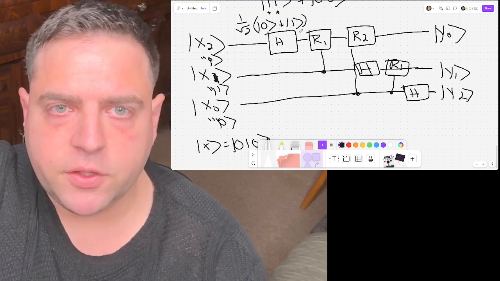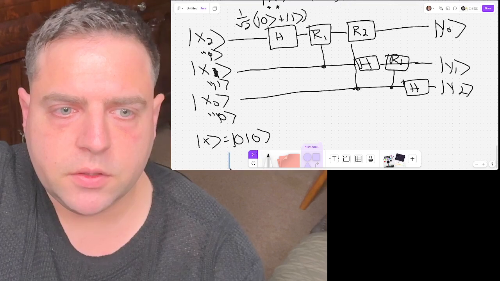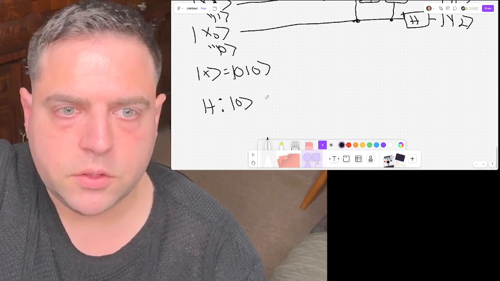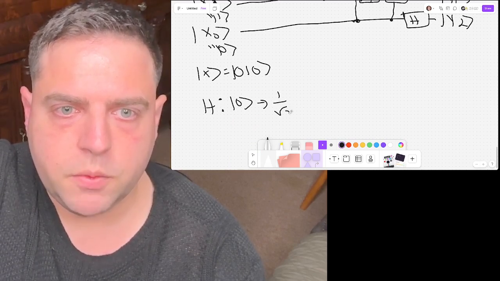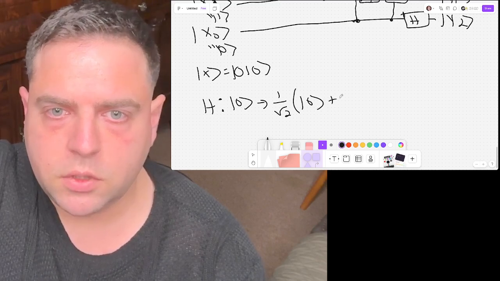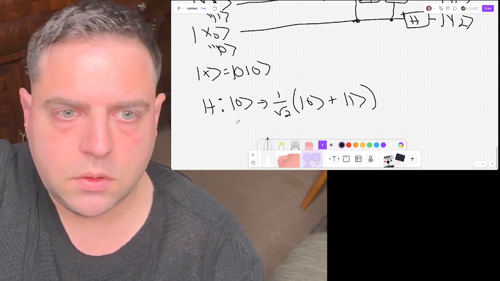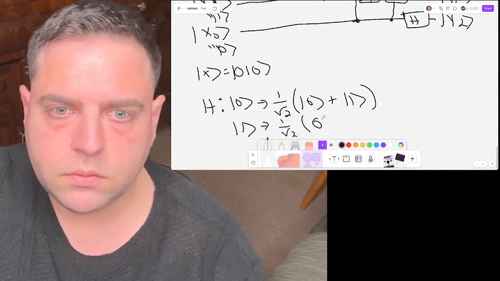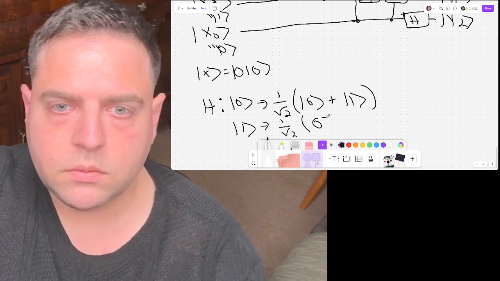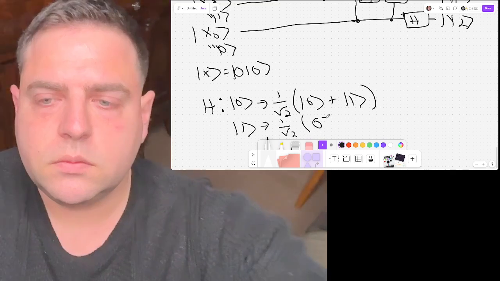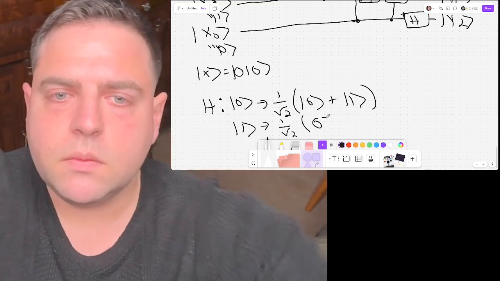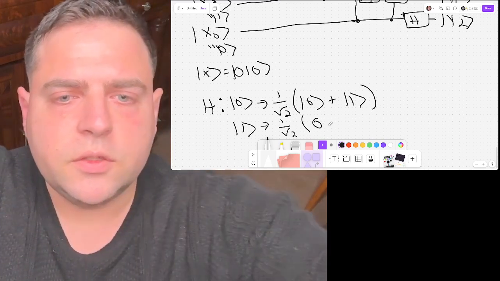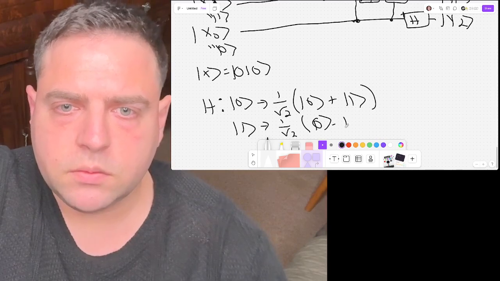We remember Hadamard gates. I'll go over them real quick just in case. It takes a 0 to this superposition, 0 plus 1. And it takes a 1 to this superposition. And it takes a 0 to this superposition.